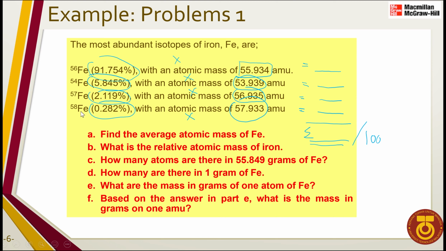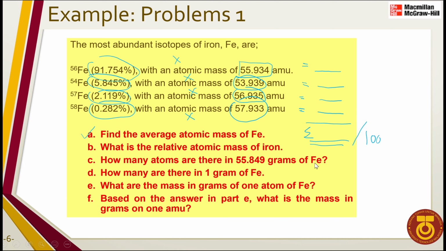The one that I have explained to you just now, of course, is for question problems 1A. Then what should be the relative atomic mass of iron for B? For A we have completed. For B, please try to do this. For C, how many atoms are there in 55.84? So 55.84 is actually the atomic mass of the iron, right?